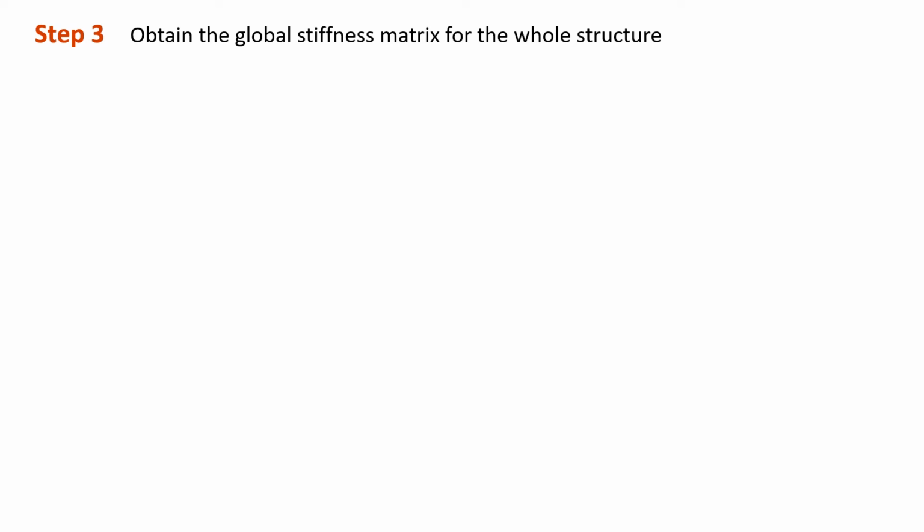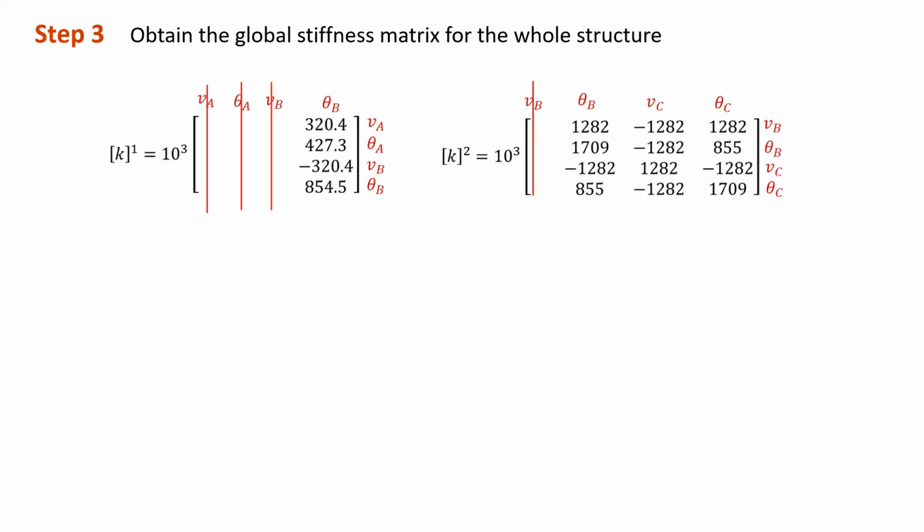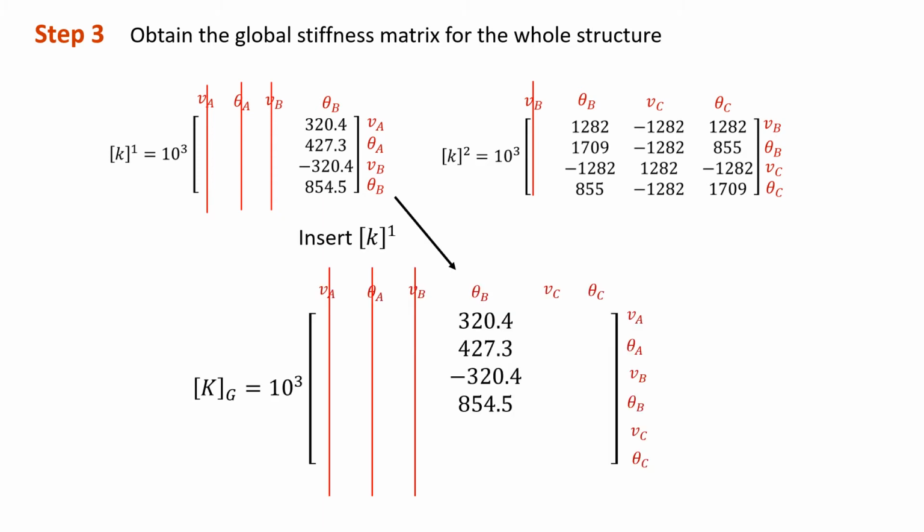The third step is to obtain the global stiffness matrix for the whole structure. For that, we have to recall our K1 and K2, then insert this K1 and K2 into our global K matrix. As we know, VA, theta A, VB is equal to 0, so we can eliminate this column straight away, and then we just need to insert those active values from the K1 according to their position.